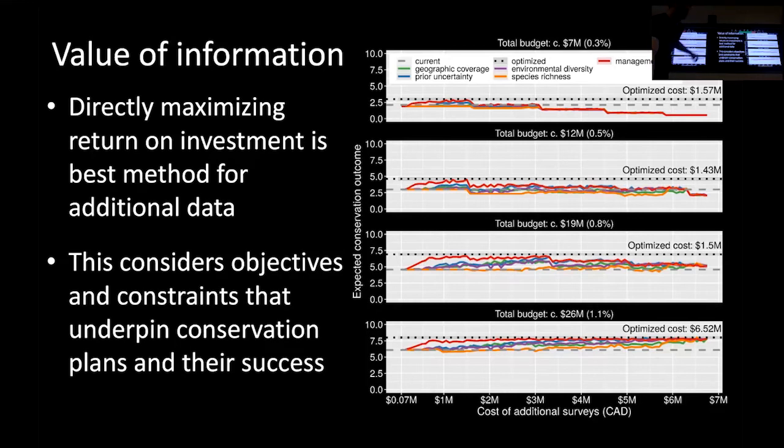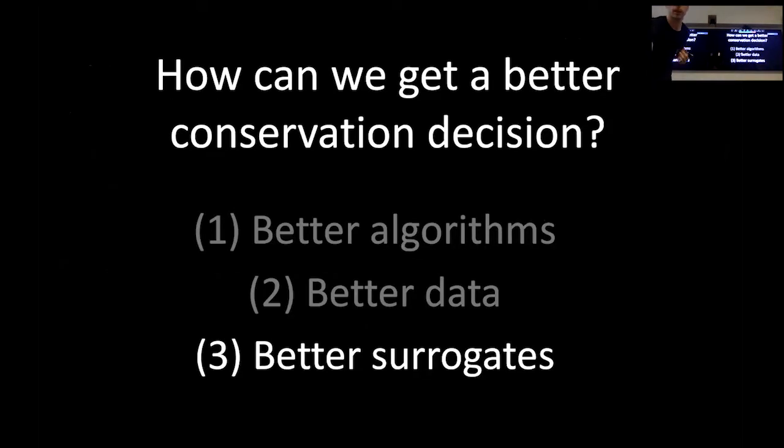And of course, your optimized method does best because it's measuring this and trying to improve that as much as possible on the y-axis. It's not using some kind of method to get around that. So that's really cool. We can go out and collect data and that can give us a better outcome potentially.